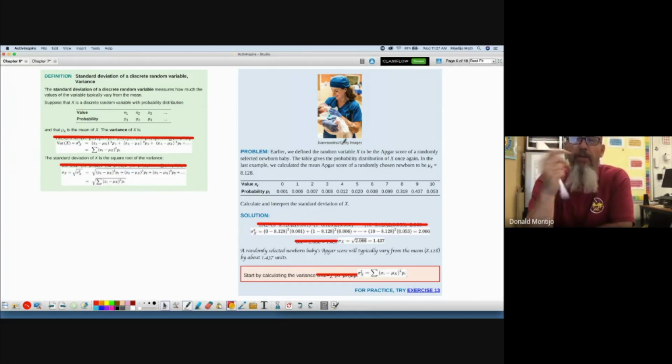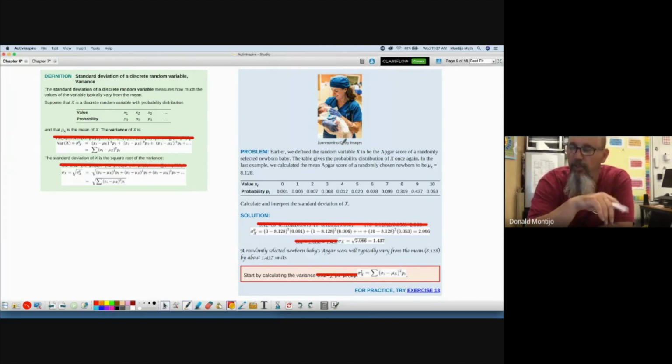So remember, shape, center, spread, unusual. Shape, we saw the histogram. It was symmetrical. Center, 1.5. So the mean was 1.5. We expected to have 1.5 girls for every 3 children. Now we need to figure out how we are going to do the spread.